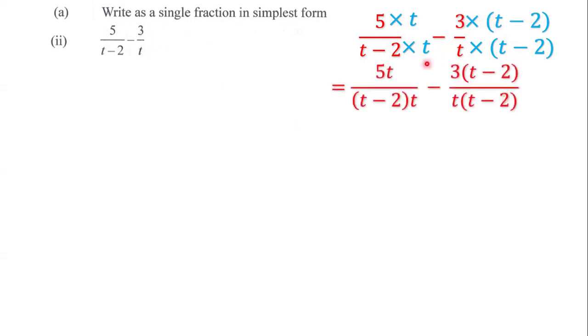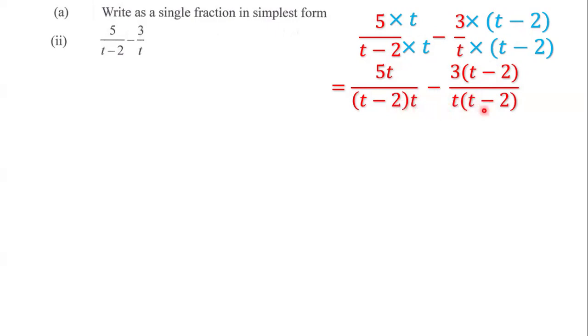And so what do we have? Well, we have t minus 2 times t at the bottom. And then we have t times t minus 2. And that's this one, t times t minus 2. 5 times t is 5t, and 3 times t minus 2 we have at the top as our numerator. Now, the denominators are indeed the same because we have t minus 2 multiplied by t, and we have t times t minus 2. So these denominators are the same.